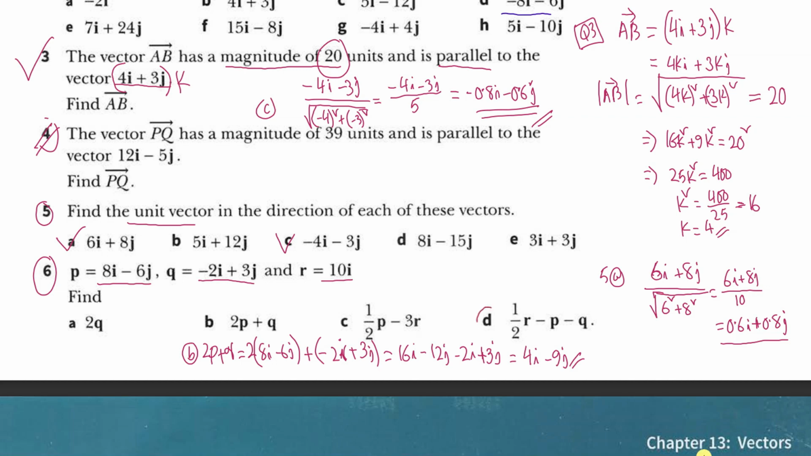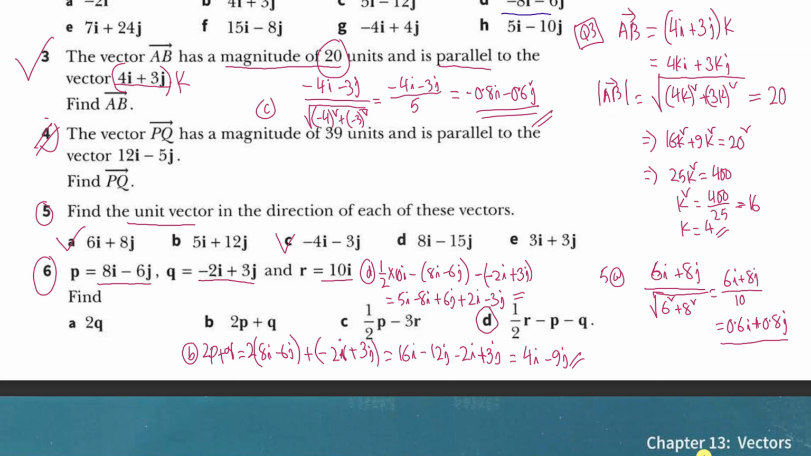Let me do question part D as well. I'm going to D here. It is written half of R, and R is given here 10i. Let me write 10i. Then minus P, which is 8i minus 6j, minus Q, which is minus 2i plus 3j. Now remove the first bracket from here. First one gives us 5i minus 8i plus 6j, then plus 2i minus 3j.